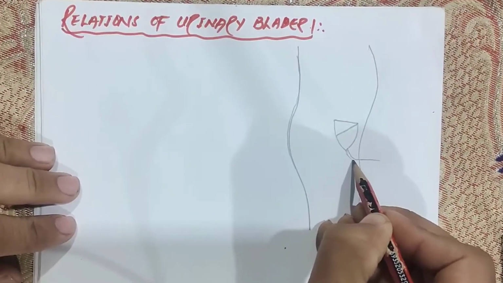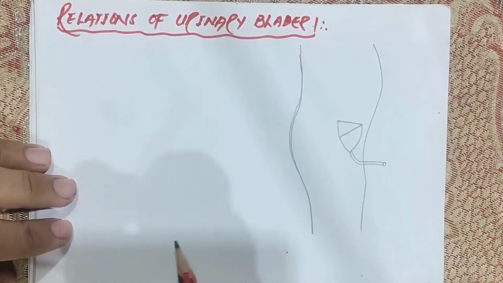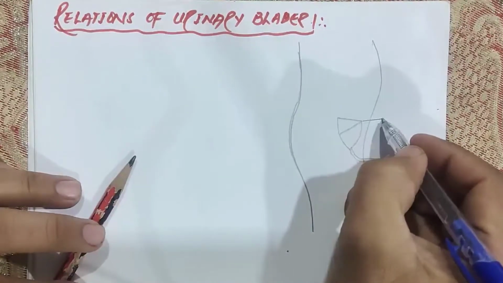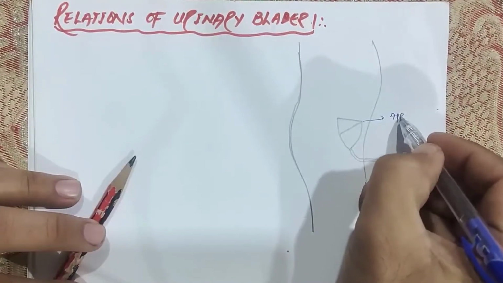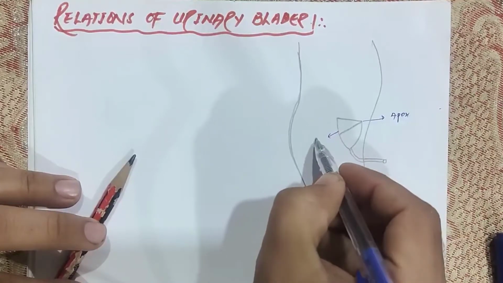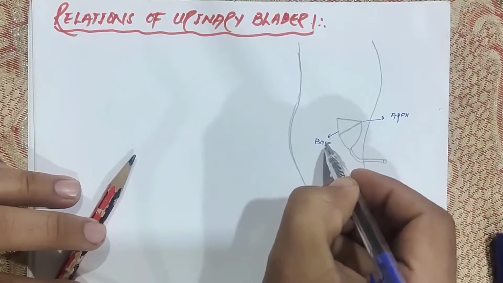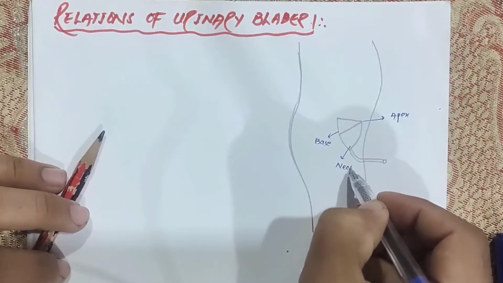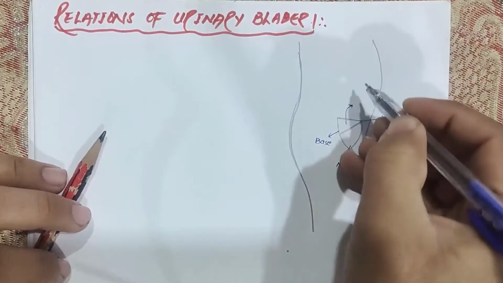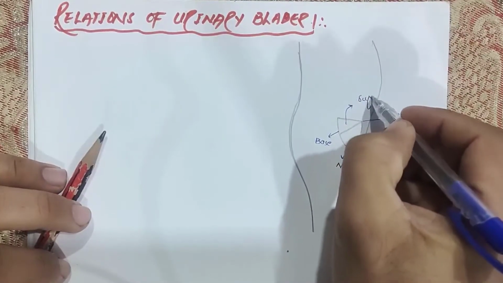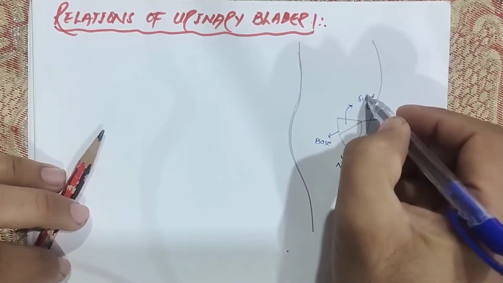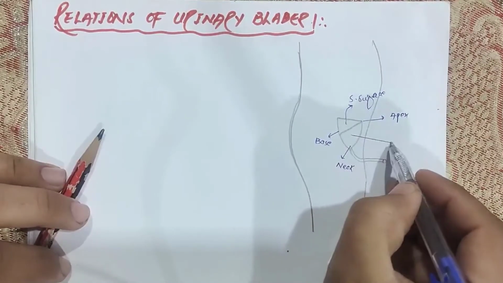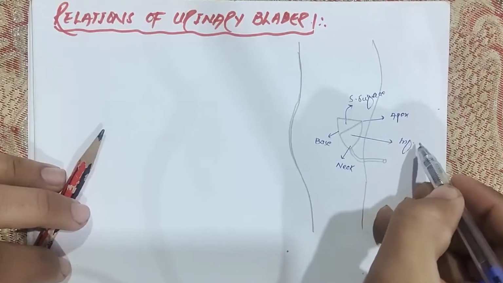For example, if this is the urinary bladder of the male, right? We had said that the urinary bladder has an apex. This is the apex, right? It has a base. This is the base, right? It has apex and base. This is the neck, right? This is the superior surface, right? And these are the two inferolateral surfaces, right?